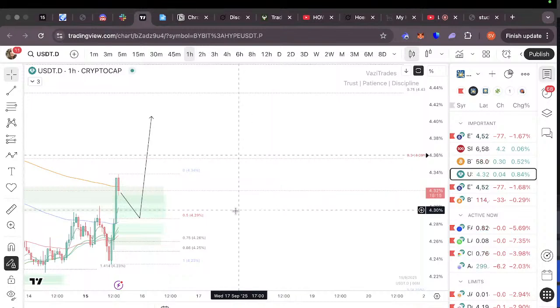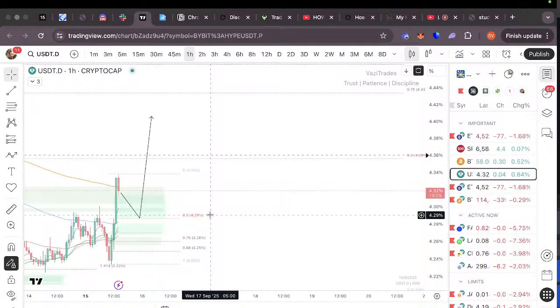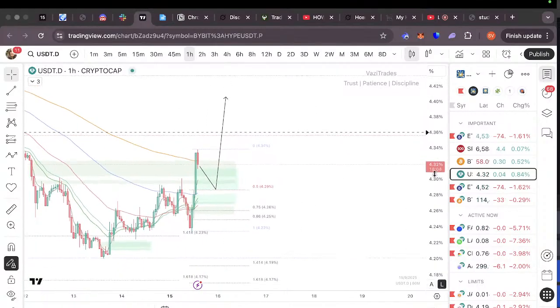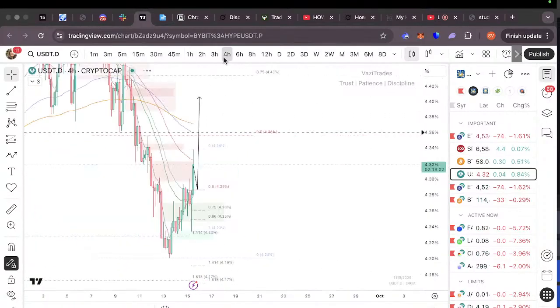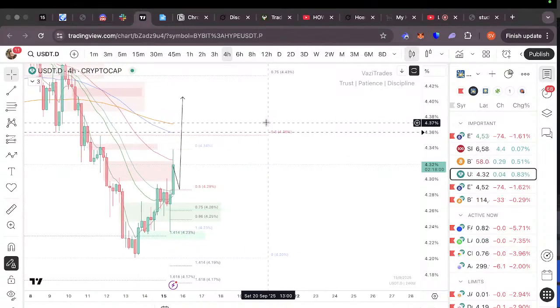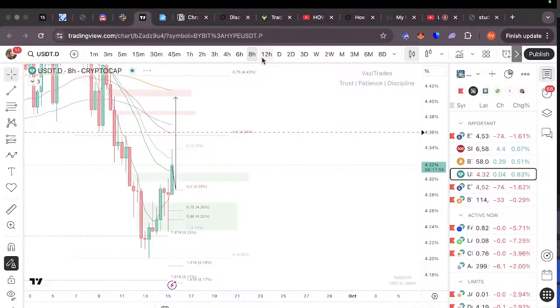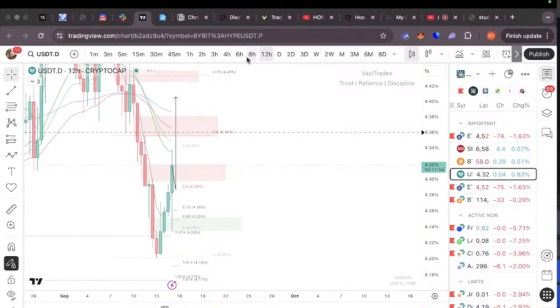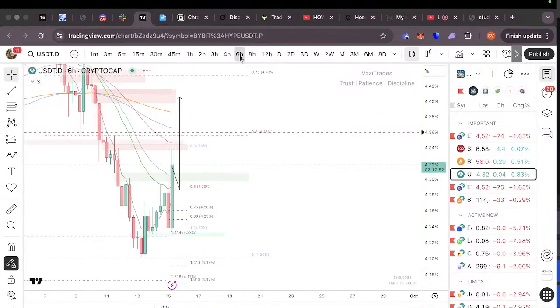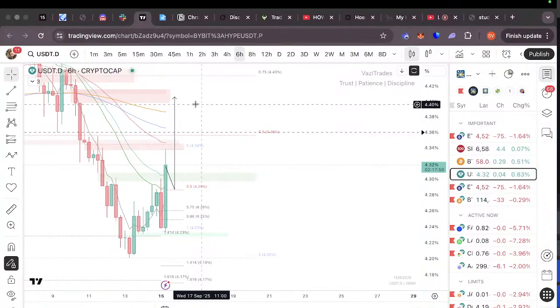All right, so all eyes on the 0.5, and right now I think that it can give a bounce from 0.5. How do I identify this? For that, I go to other time frames and see the price action.